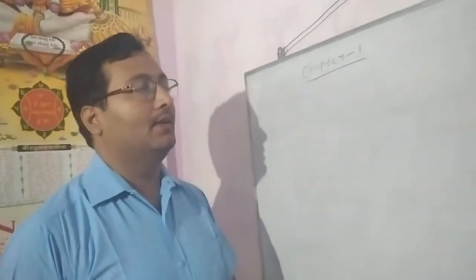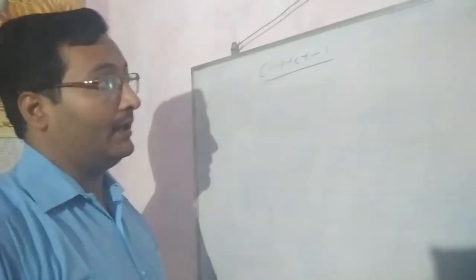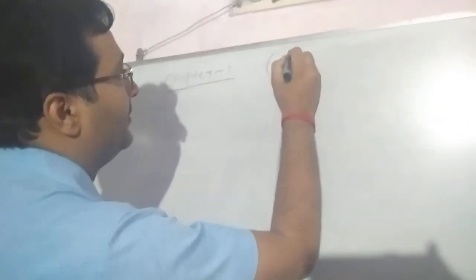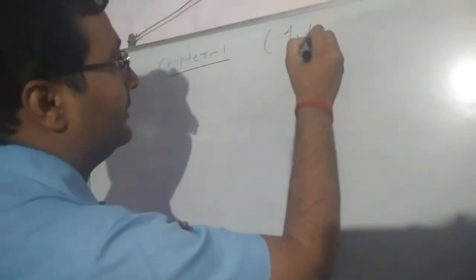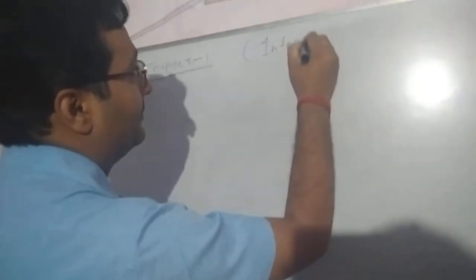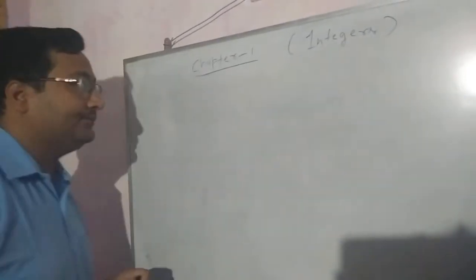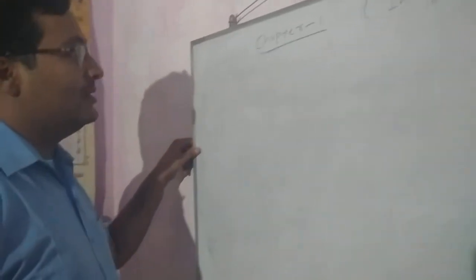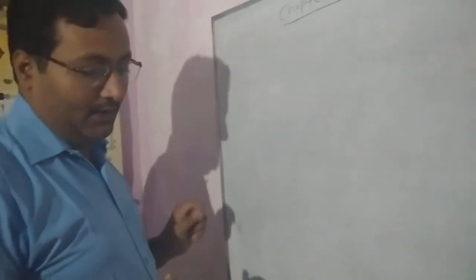Hello, dear students. Now I am going to start properties of the integers for the addition and for the subtraction. I have explained addition of the integer and subtraction of the integer. Okay. So now this is chapter 1, and the name of this chapter is Integers. I have explained addition and subtraction of the integers. So now I will discuss the properties of the addition and then the properties of the subtraction.